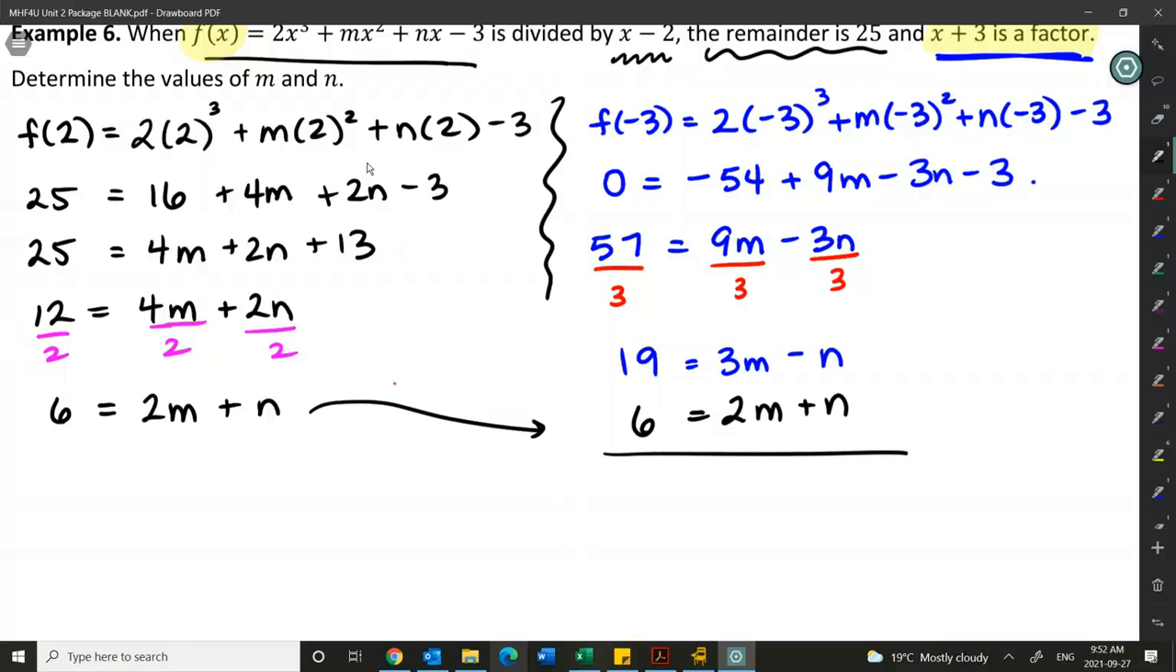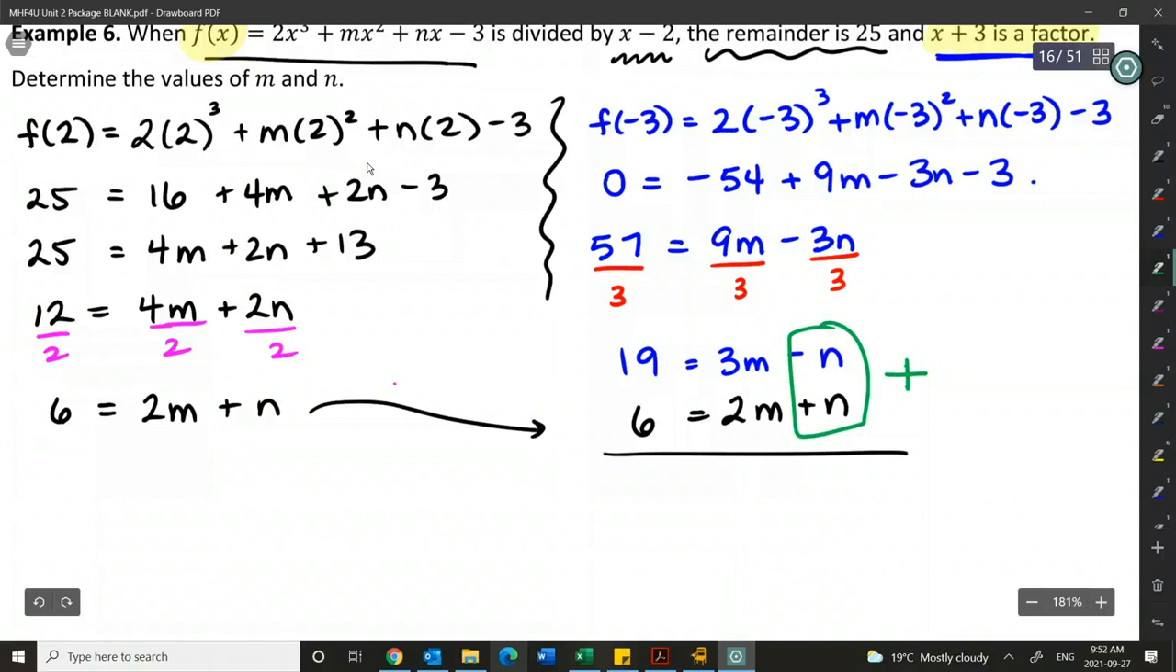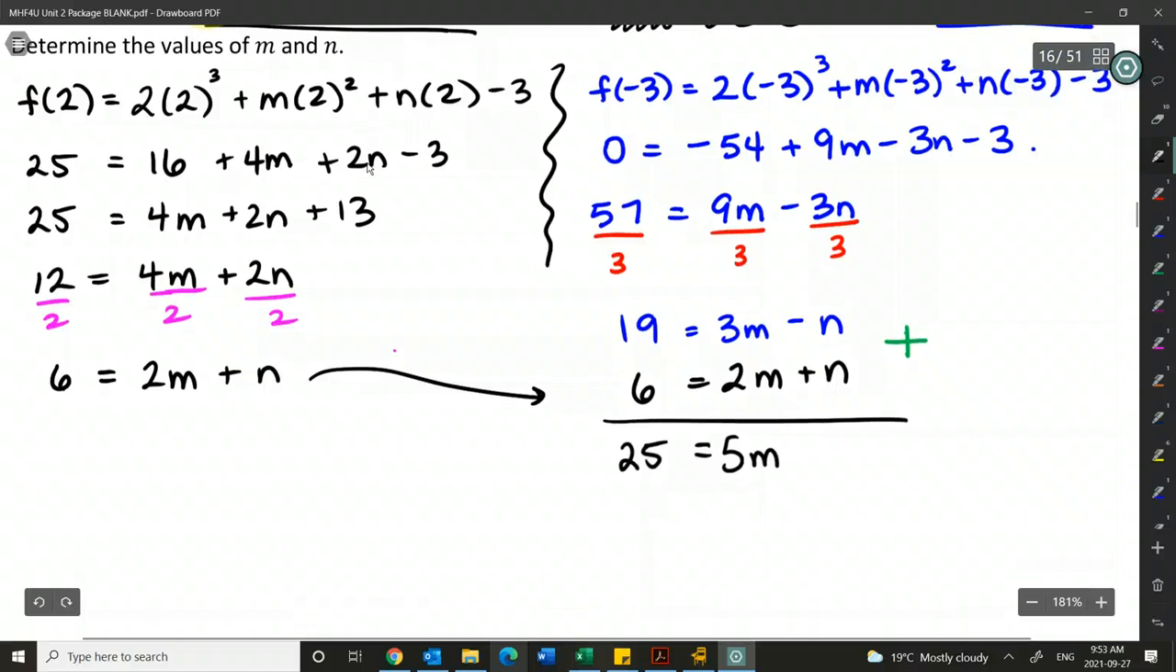So the n's are the same here. I've got a negative n and a positive n. Do I add these together to get rid of the n's, or would I subtract these to get rid of the n's? What is going to cause the n's to be 0? Adding or subtracting? Matt? Adding, because one is negative and one is positive. So we're going to add these 2 expressions. These become 0. 19 plus 6 is 25. And 3m plus 2m is 5m.